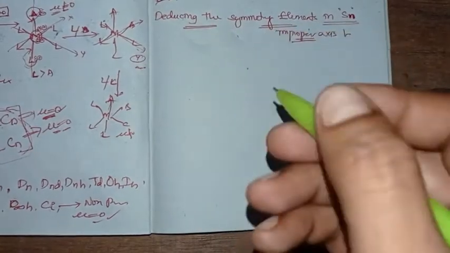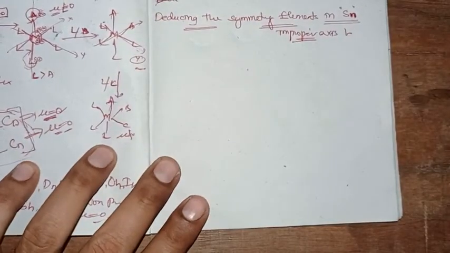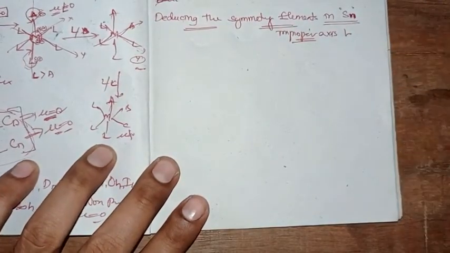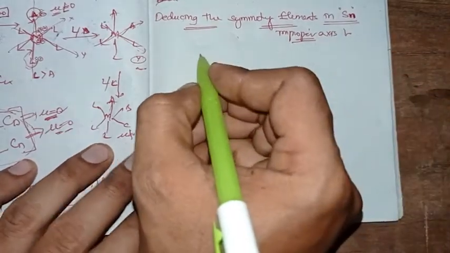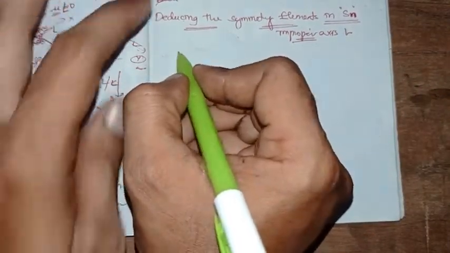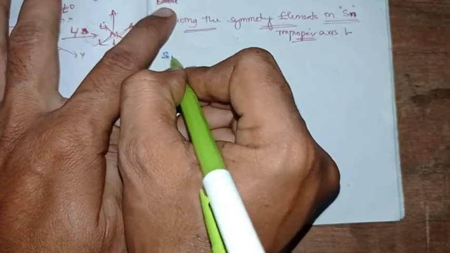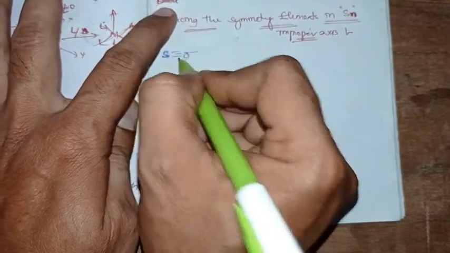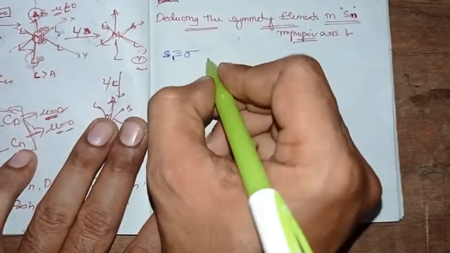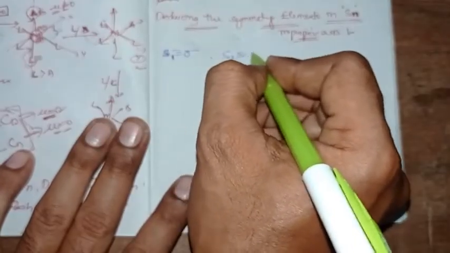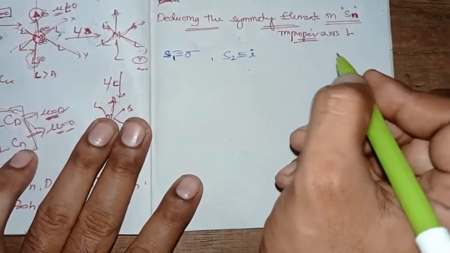Hello everyone. Let me explain in this class the deduction of symmetry elements in the Sn point group. Certainly there are some statements we can give, where S1 can be equivalent to a plane, right? S1 can be equivalent to a plane, or S2 can be equivalent to an inversion center, right?